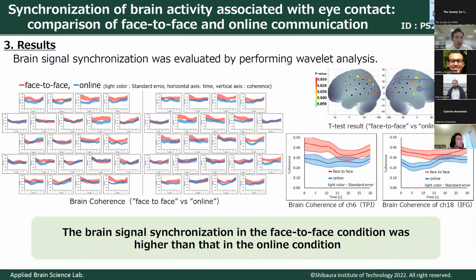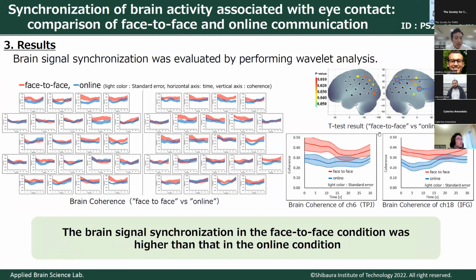In the analysis, we evaluated brain signal synchronization using wavelet analysis. The figure shows the relationship between coherence and time. This red line is the coherence of the face-to-face condition. The blue line is the coherence of the online condition. Therefore, we found that brain signal synchronization in the face-to-face condition was higher than that in the online condition for several channels.